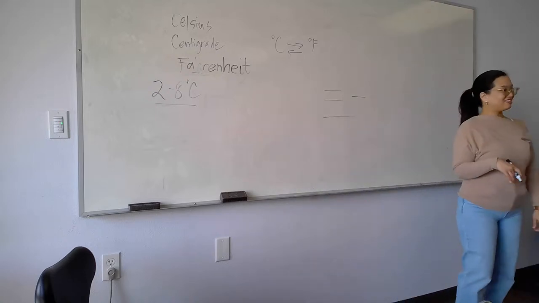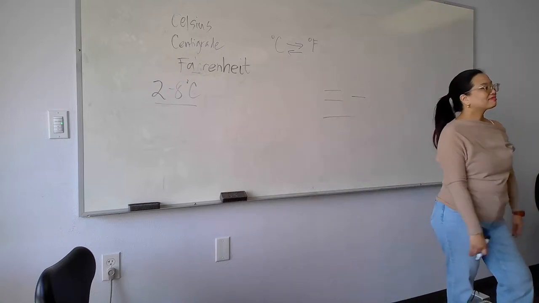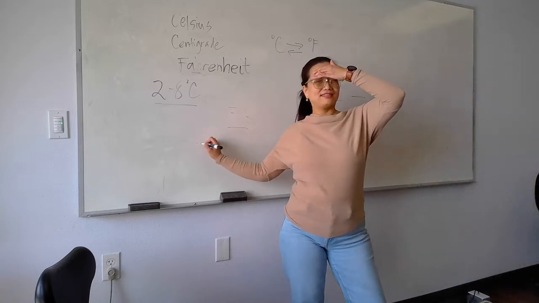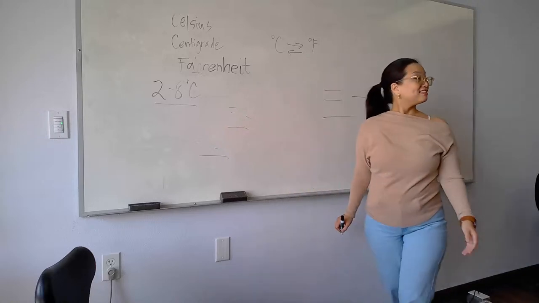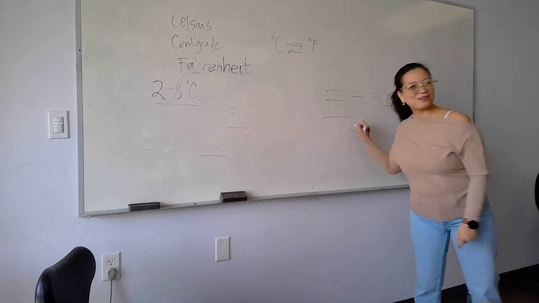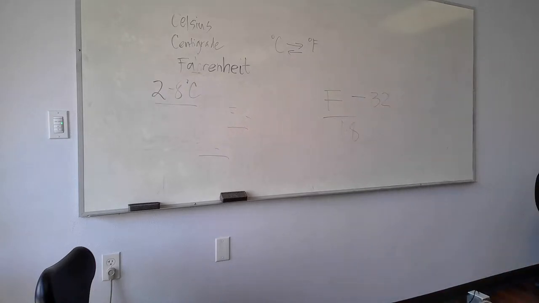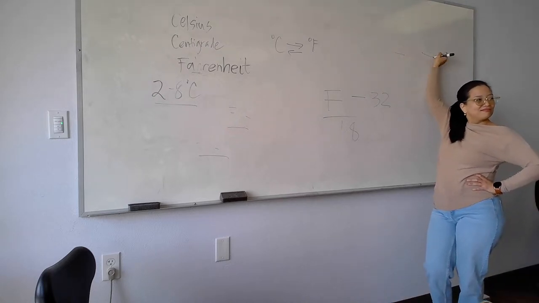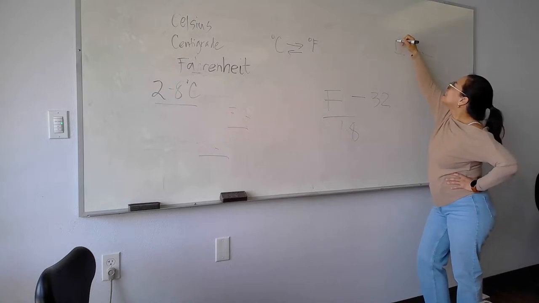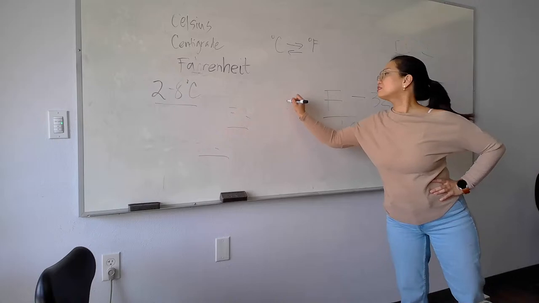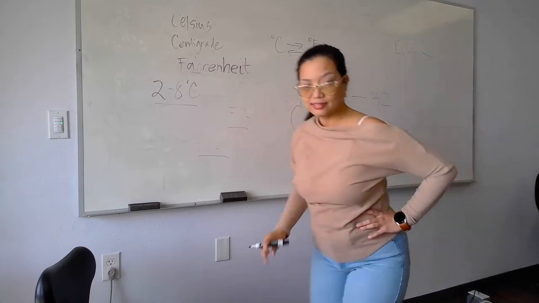I like writing this one. That's it. Even if I close my eyes, that's the only thing I remember. And why is that? F minus 32 over 1.8. So if the variable here is F, that means this is the formula for Celsius.